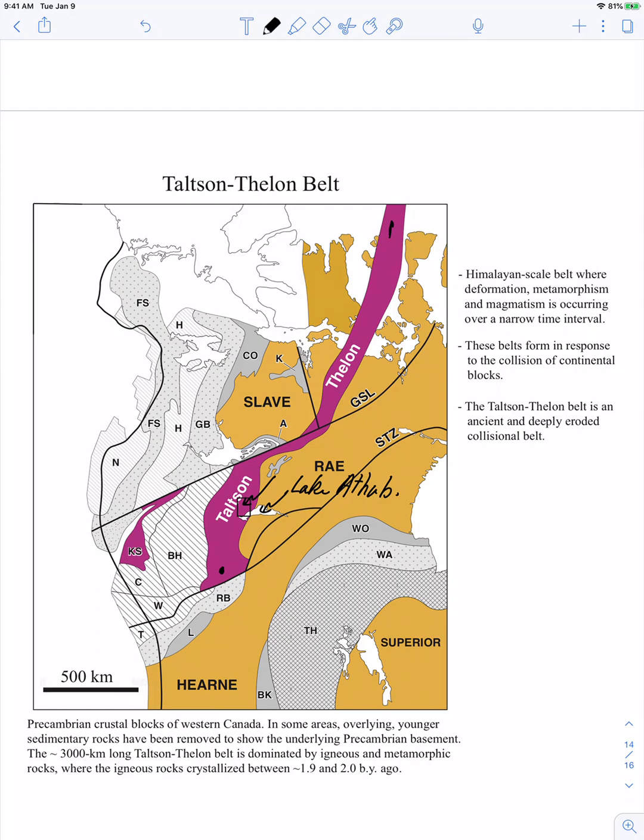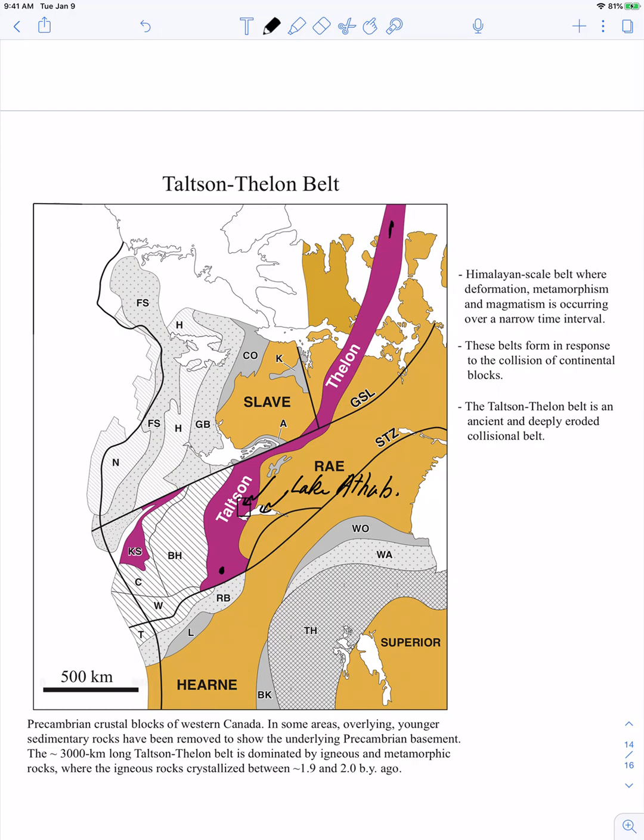About 1,000 kilometers north of the Himalayas in Central Asia is a belt that runs parallel to the Himalayas, known as the Tian Shan belt, which is also due to the Indian-Asian collision. Stresses of that collision have been transmitted inboard. So whether the deformation happens right at the actual collision site or inboard of that collision site, ultimately, these belts are the product of continent-continent collision. So that's what we think was responsible for the Taltson-Thelon belt. It is a collisional belt formed by the collision of different continental blocks.